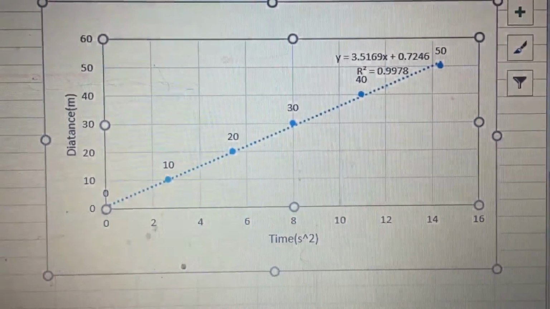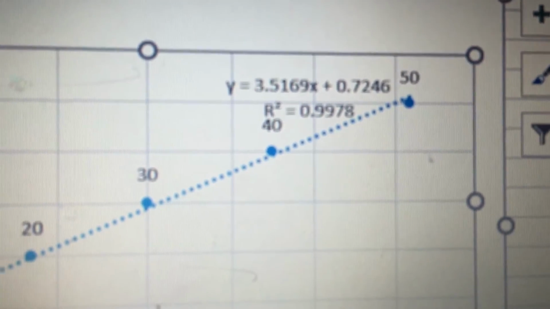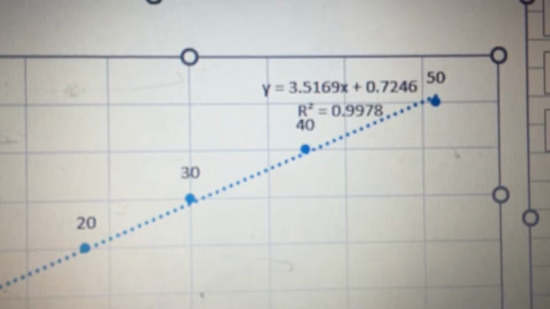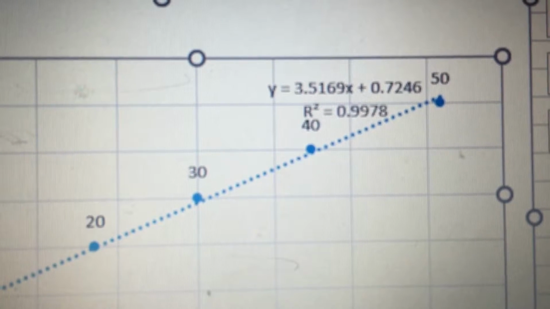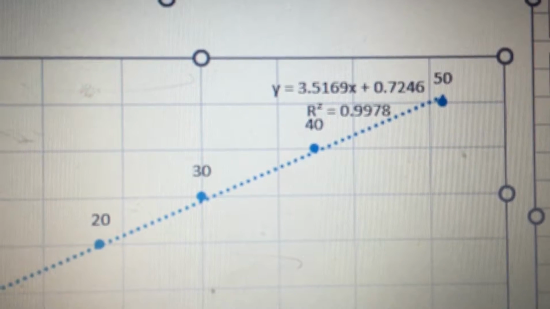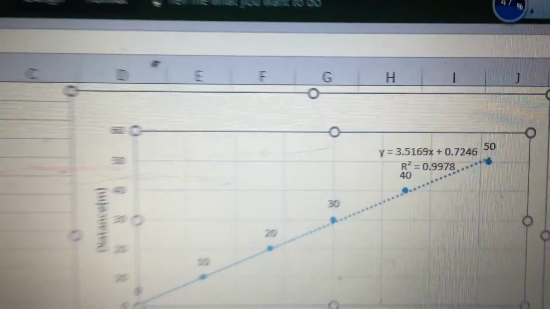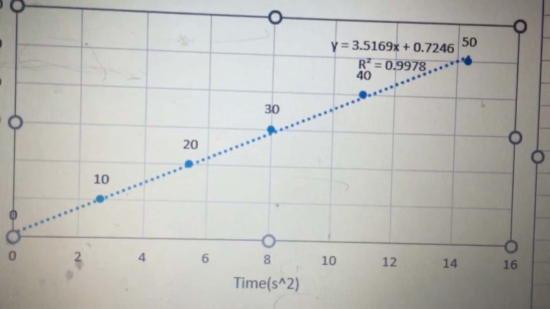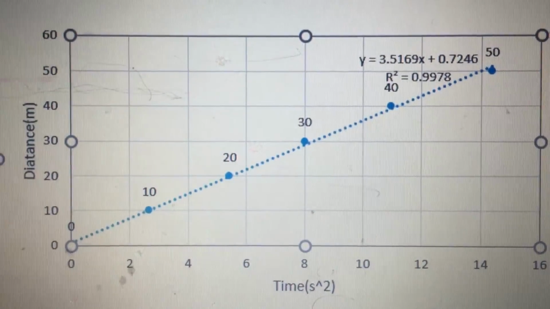Then I find that the linear equation is y equals 3.5169x plus 0.7246, where x represents the time squared and y represents the distance.